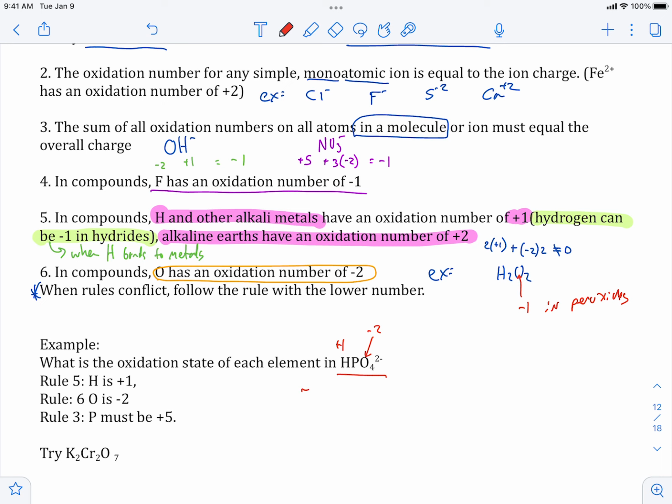So what do we have? We've got +1 plus, we don't have a rule for phosphorus, sorry. So we'll call phosphorus X. Plus 4 times -2, and this has to equal -2 overall because it's a polyatomic ion and the total charge is -2. So this is how we will deduce what the other element's oxidation number is by figuring it out by difference.